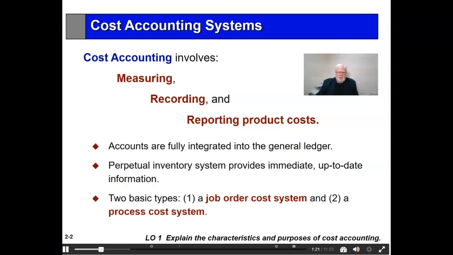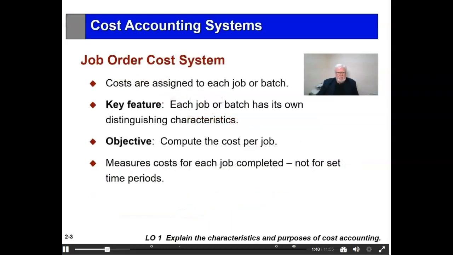Now, when we talk about cost accounting systems, there are two basic extremes, one called the job order costing system and the other called a process costing system. It depends on the type of manufacturing activity that is going on. Some companies have both systems working at the same time, but we're going to feature the job order costing system.